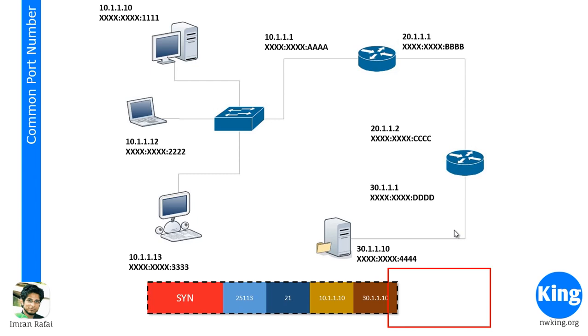Now assuming that this packet already knows the MAC address, we will continue from here. But even if it doesn't know, then it will run an ARP again. It will try to get the MAC address of 20.1.1.2, and then it will continue. So we are assuming that it already knows the MAC address, so it will put the source MAC address as BBB, destination MAC as CCC.